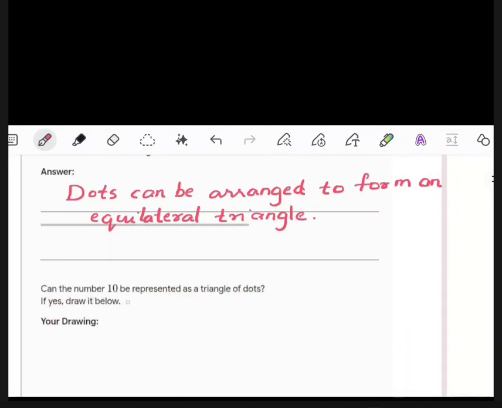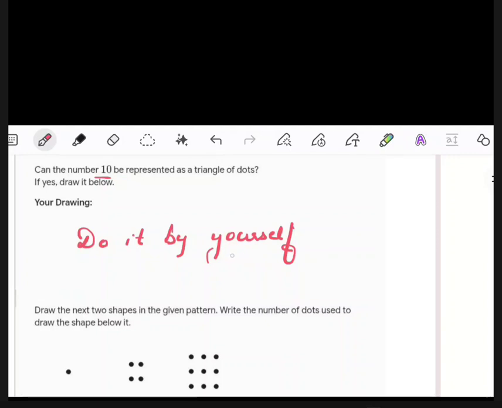Next question, can the number 10 be represented as a triangle of dots? If yes, draw it below. Yes, you can draw it here as the pattern of 10. As shown above, 10 is the fourth triangular number. You would draw it with 4 dots on the bottom row, 3 above that, then 2 and 1 at the top. So you can draw a triangle of dots. This you can do by yourself. Okay.